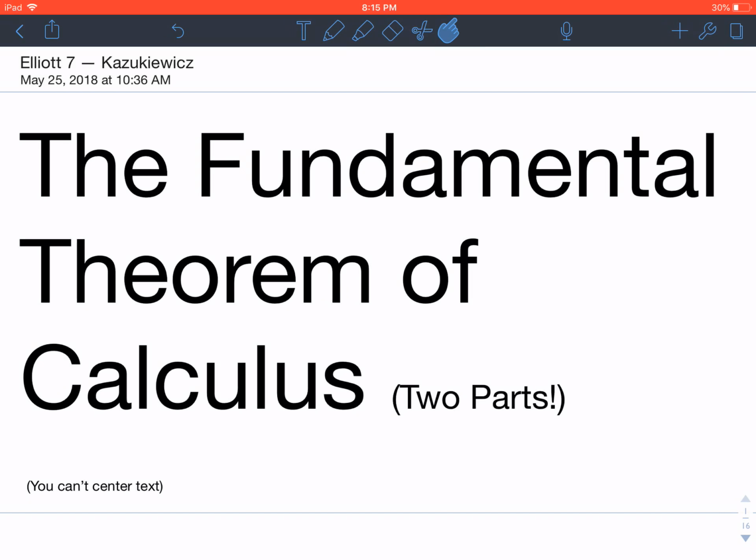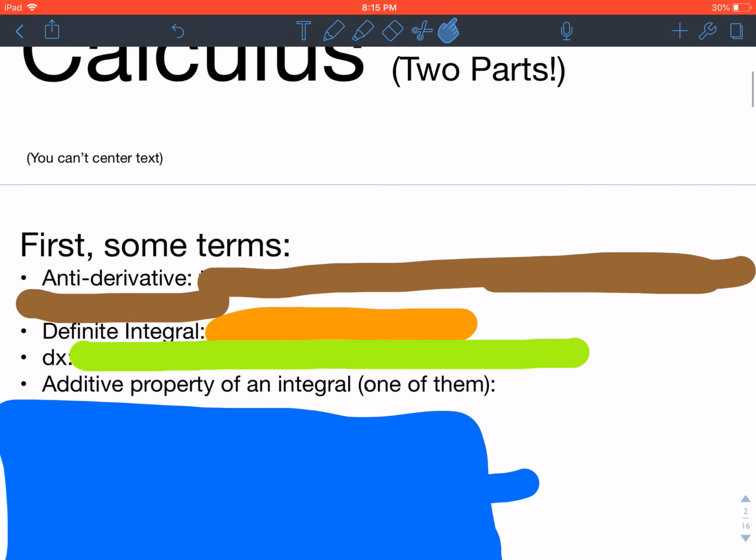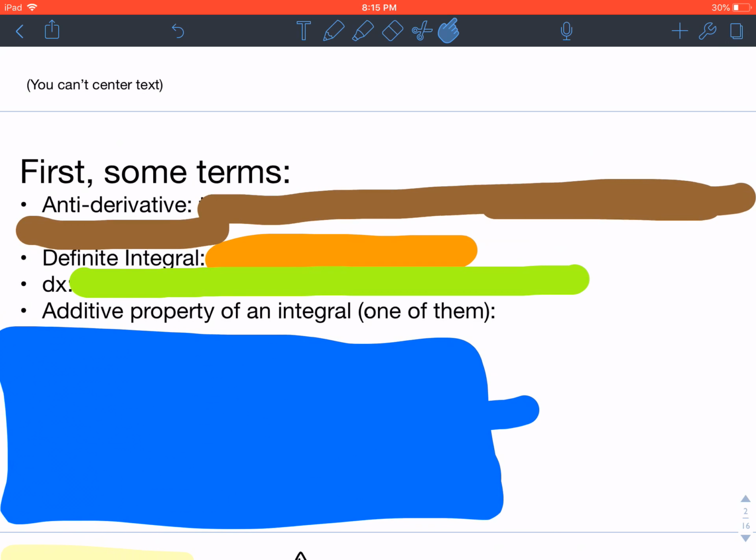Hello everyone, today we're going to be working on the fundamental theorem of calculus. That comes in two parts, so let's dive right in. Before we begin, there's just a couple of terms that we need to know.